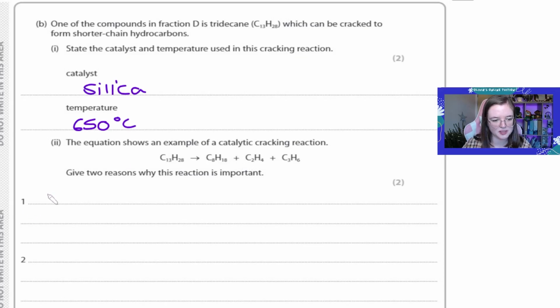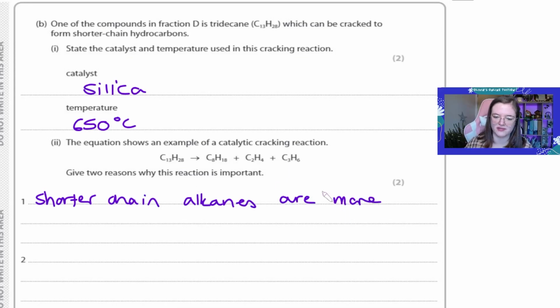So give 2 reasons why this reaction is important. The main reason, the one I just mentioned, is that shorter chain alkanes are just more useful, more in demand, or anything of that description. Or you could put here, are more useful. And then the other thing is that this one and this one, which you may have noticed are not alkanes, these are alkenes.